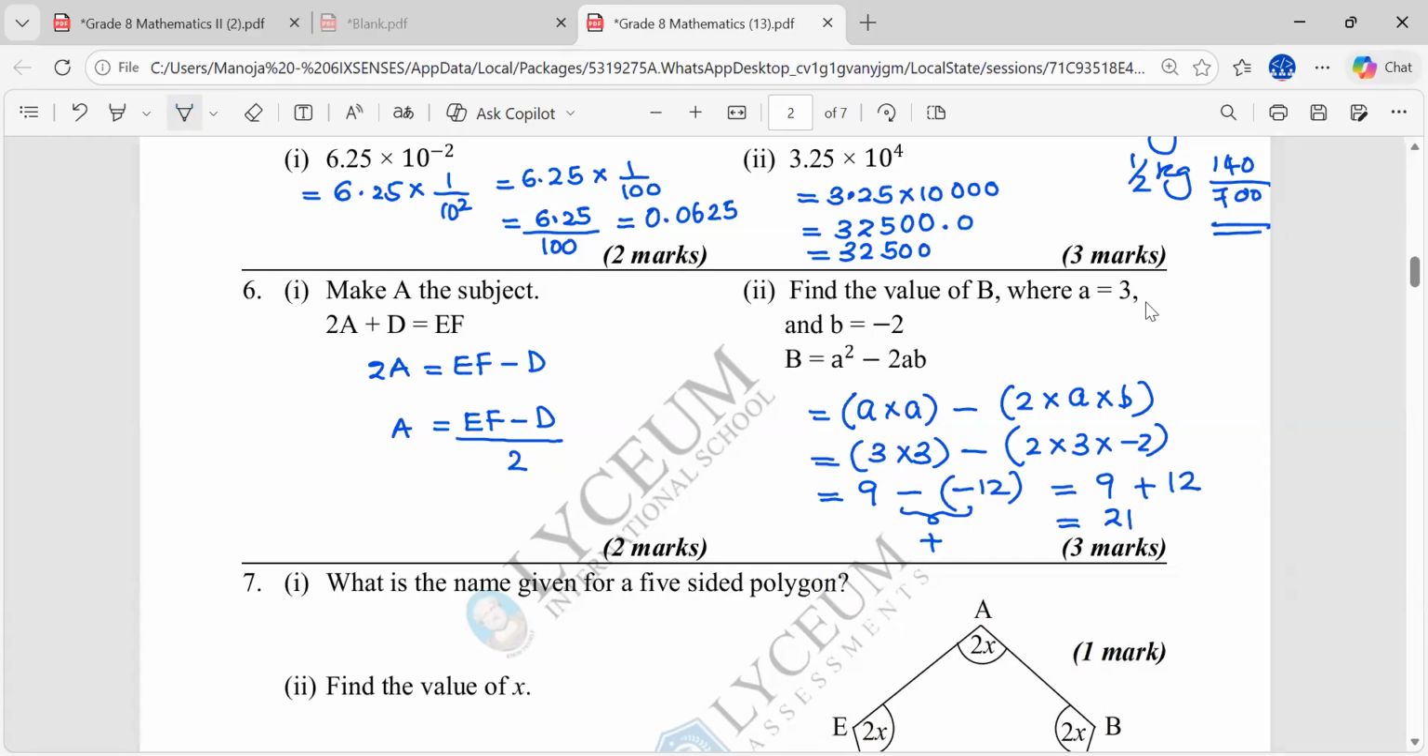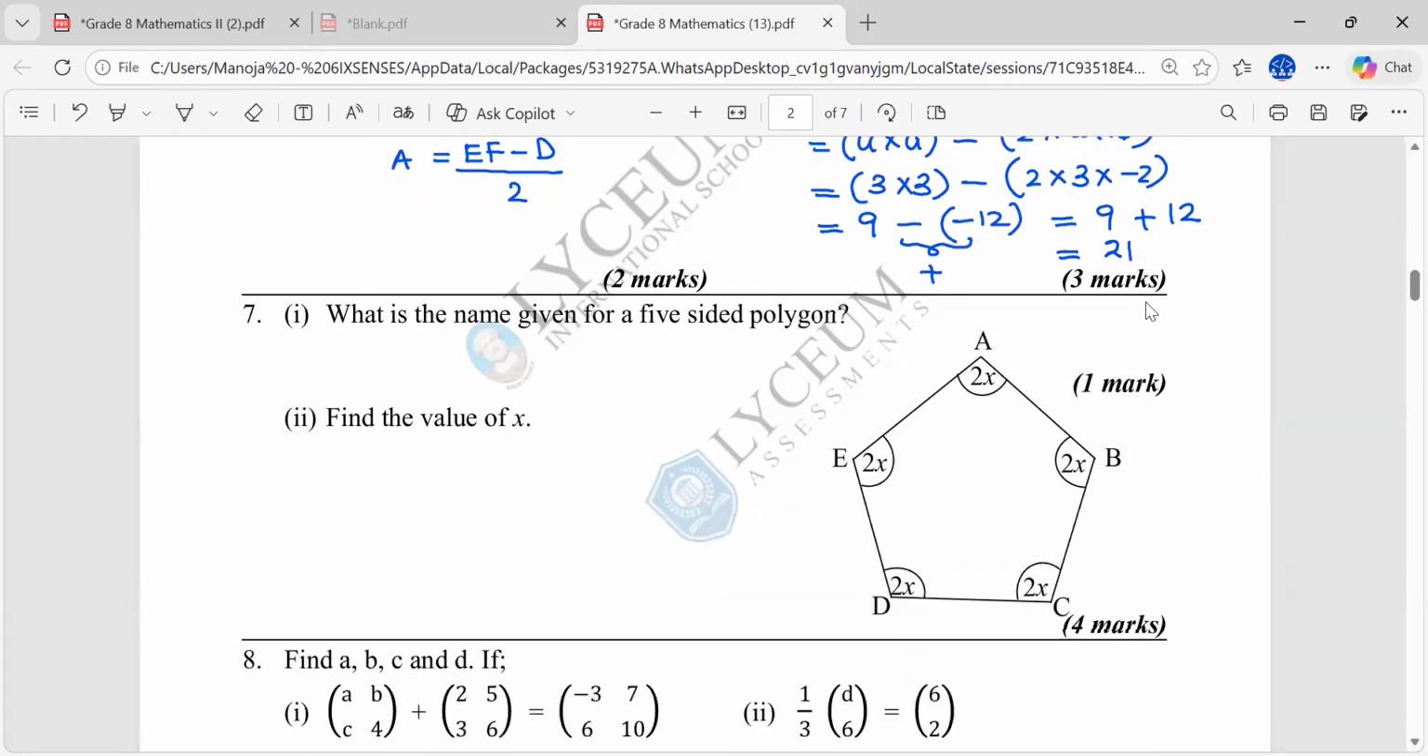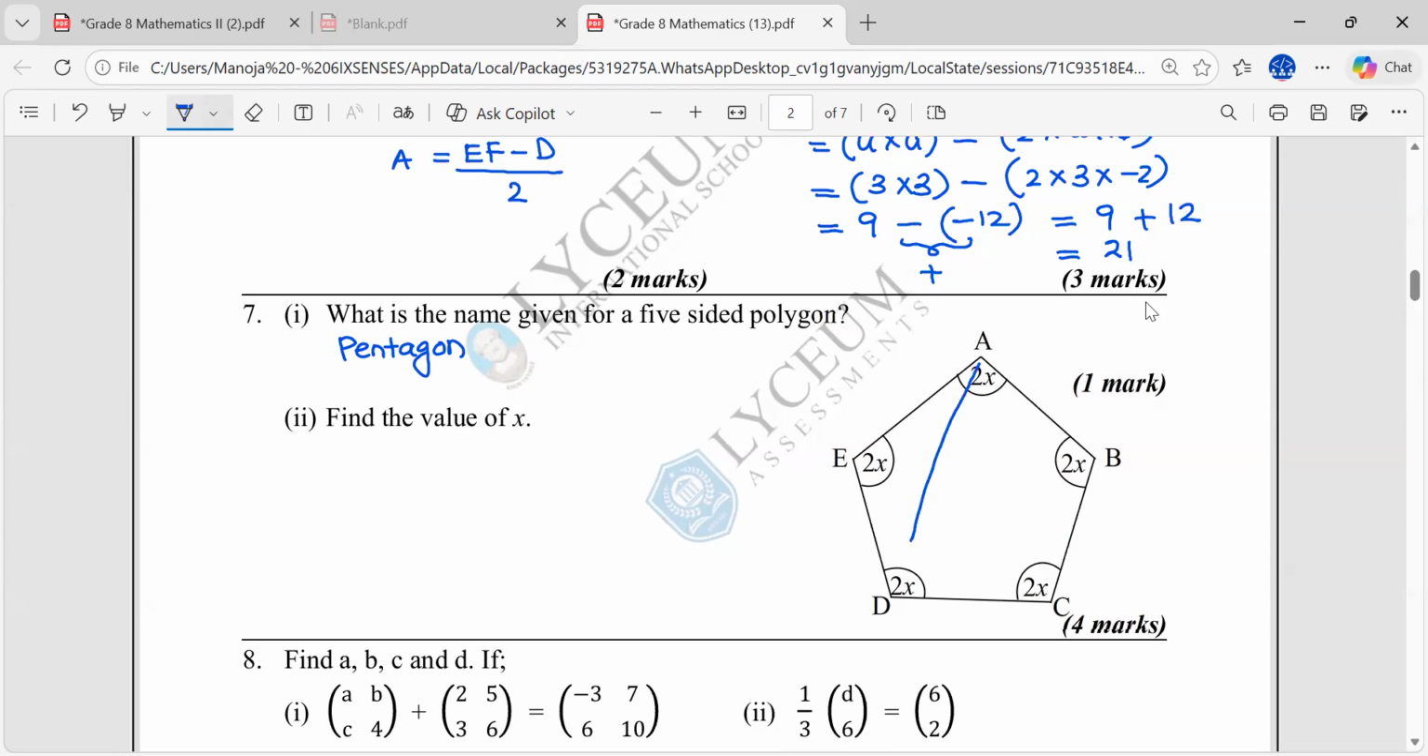Right. So then we will move to the next question. What is the name given for a 5-sided polygon? We call that the pentagon. Right? Pentagon. So then in a pentagon, how many triangles can we see inside the figure? We can see 3 triangles. If it is 3 triangles, what will be the sum of the interior angles, children?